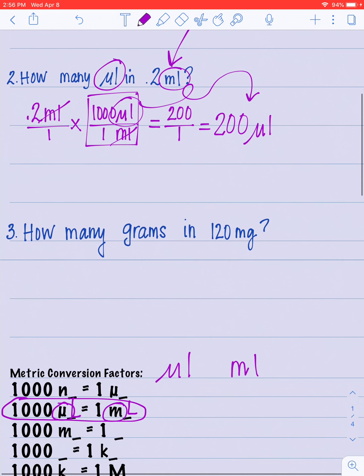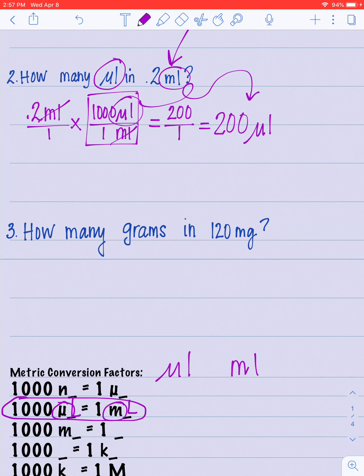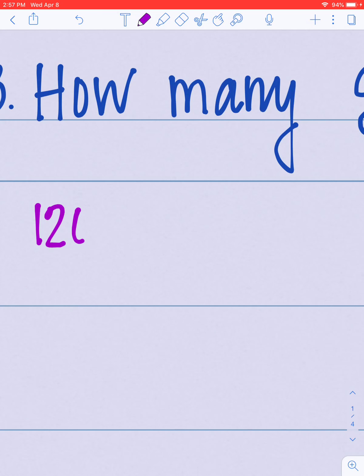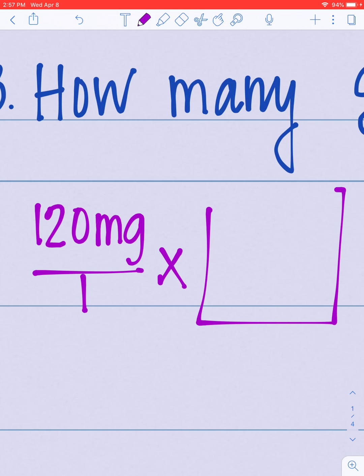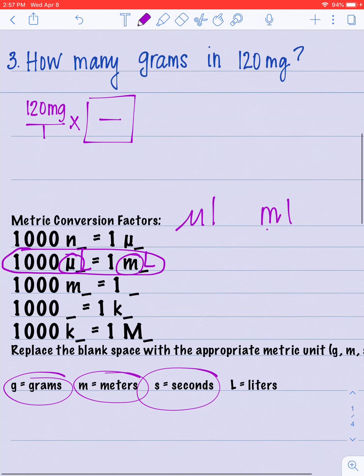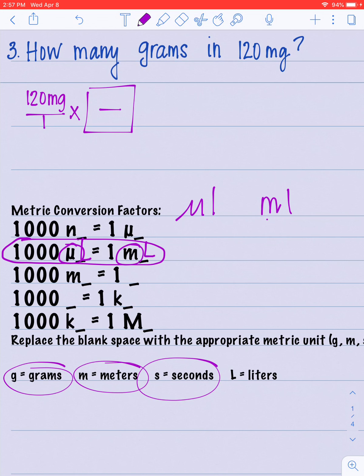All right, let's do our one final one here. How many grams in 120 milligrams? So again, just like before, we start off with what's given. So 120 milligrams over 1 times the conversion factor box. Again, if you don't have that memorized yet, no problem. I have it written right down here. We know we're going milligrams to grams. And let me change my pen color so you guys can follow along here. It's this one this time, because again, we have milligrams to grams.